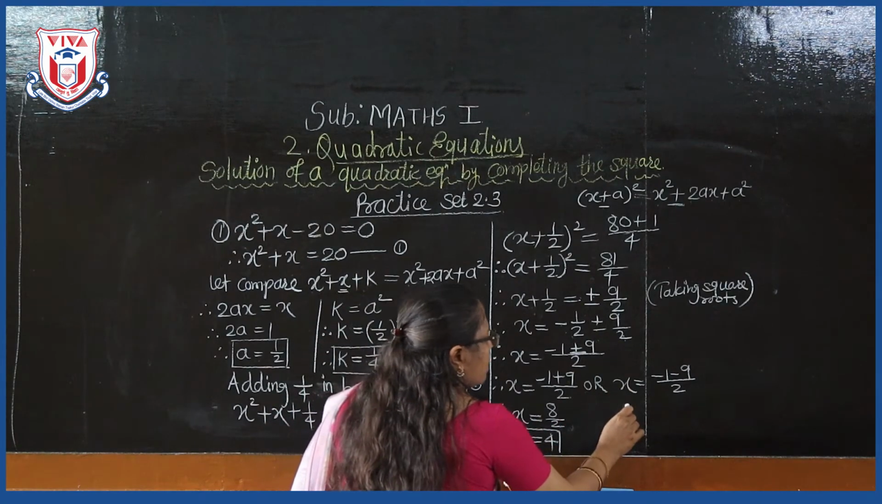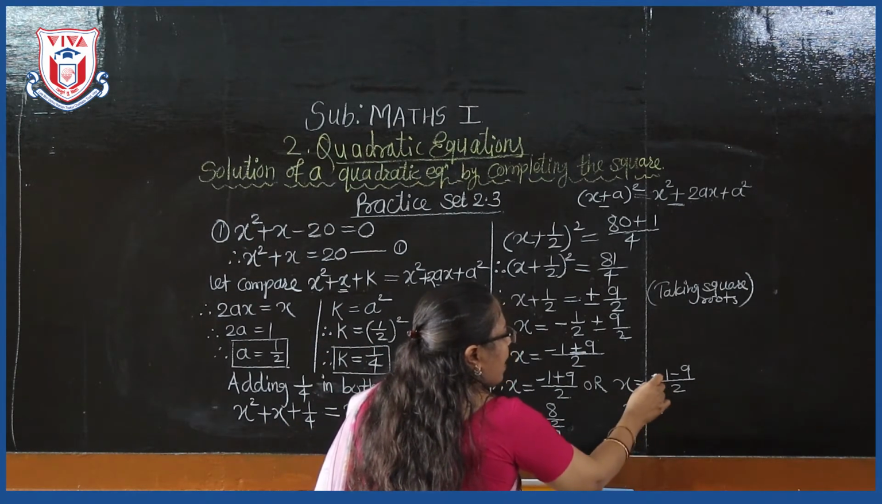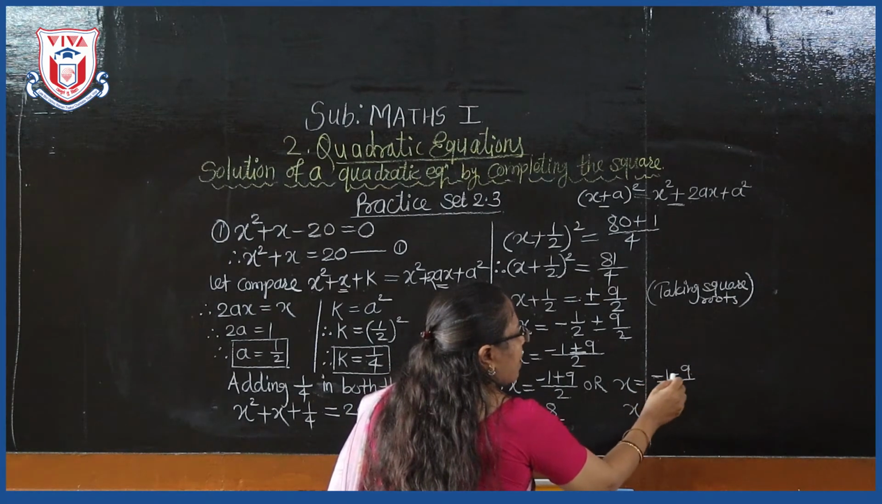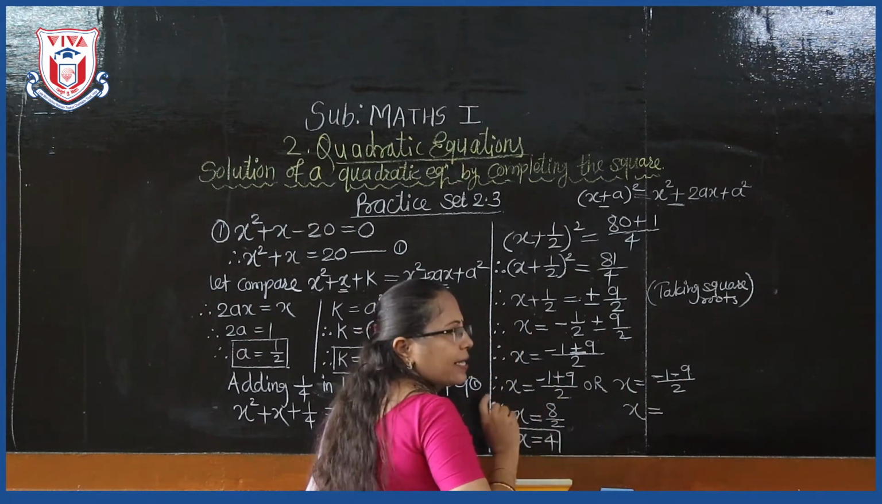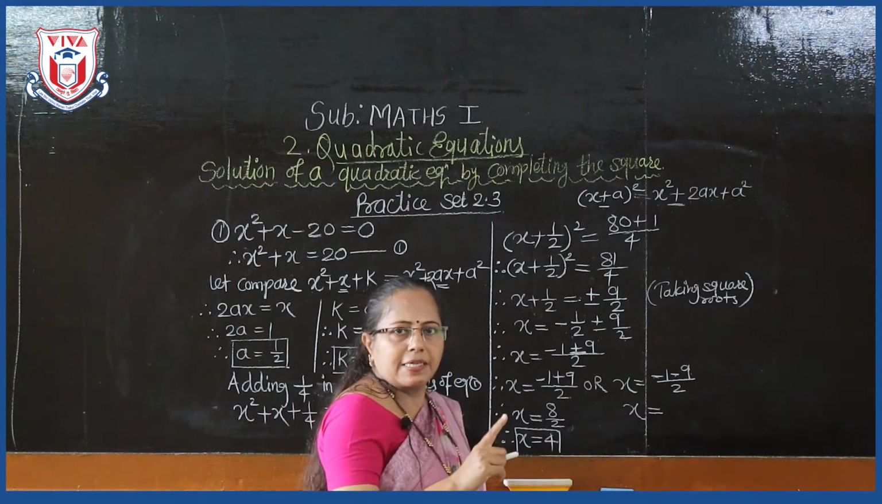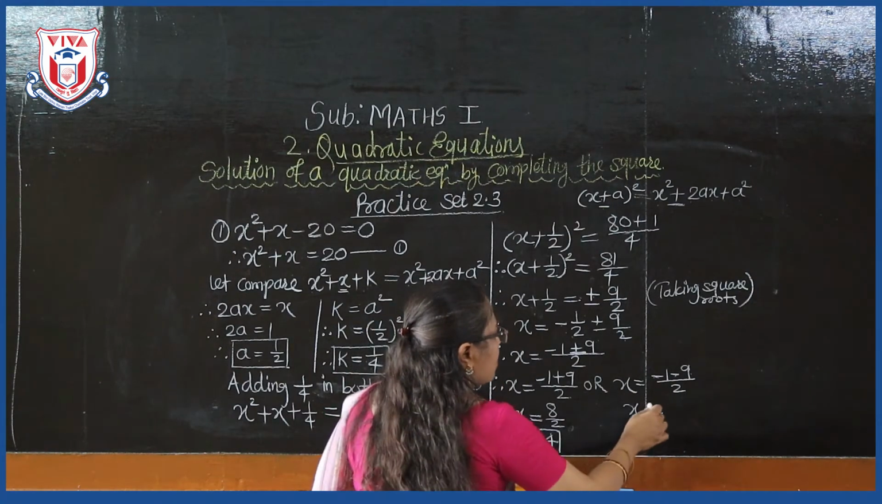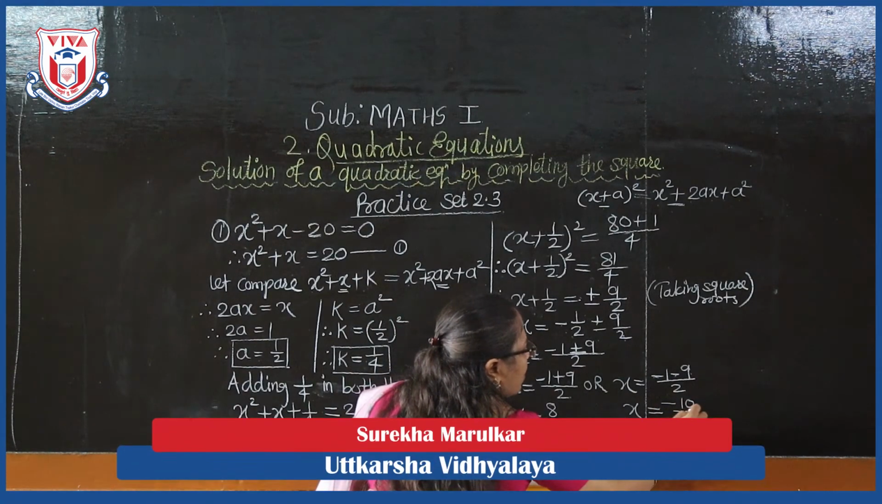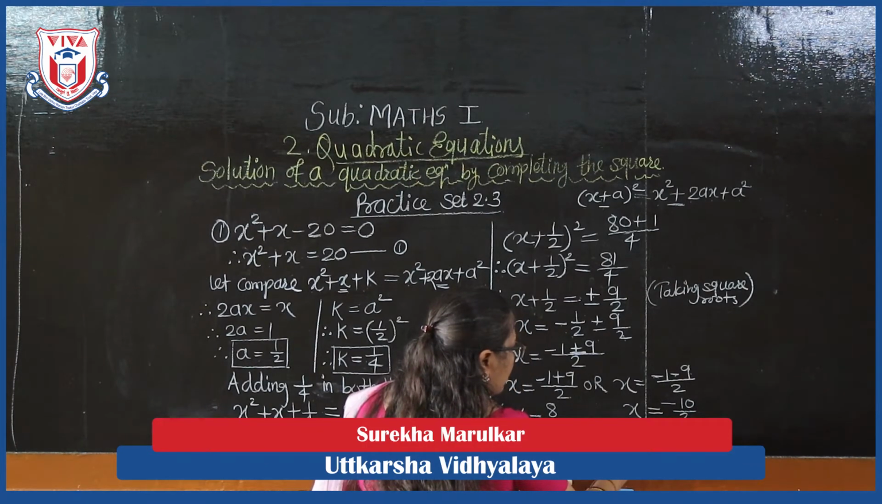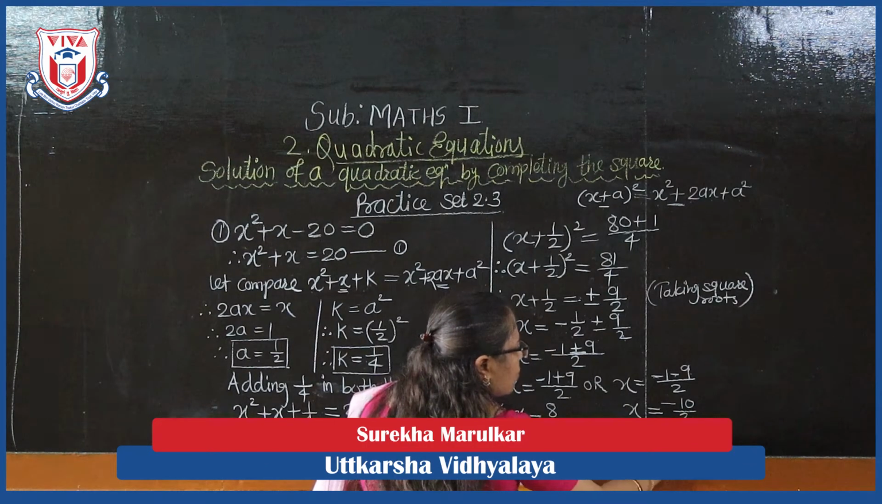And here, minus 1 minus 9, both are having the same sign, so we have to add them. So minus 1 minus 9 is minus 10 upon 2. So x is equal to minus 5.